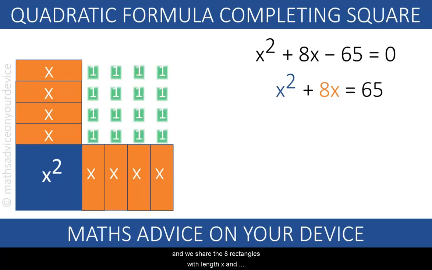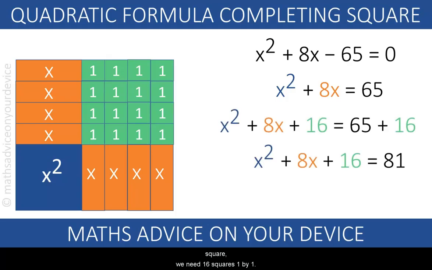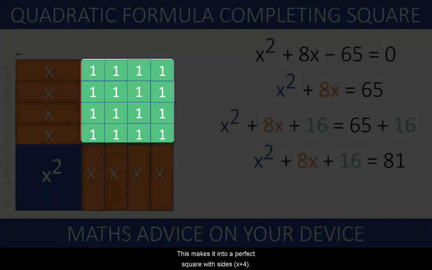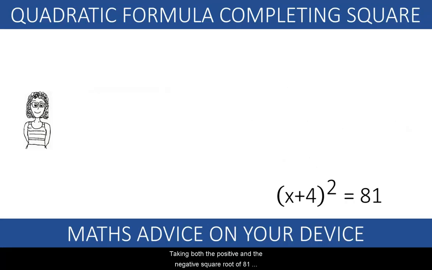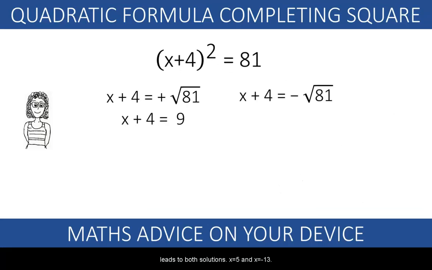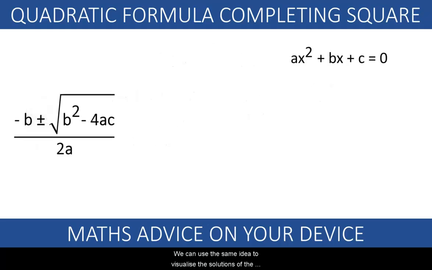the 8 rectangles with length x and height 1 into 2 groups. To make it into a perfect square, we need 16 squares 1 by 1. This makes it into a perfect square with sides x plus 4. Taking both the positive and the negative square root of 81 leads to both solutions, x equals 5 and x equals negative 13. We can use the same idea to visualize the solutions of the quadratic equation.